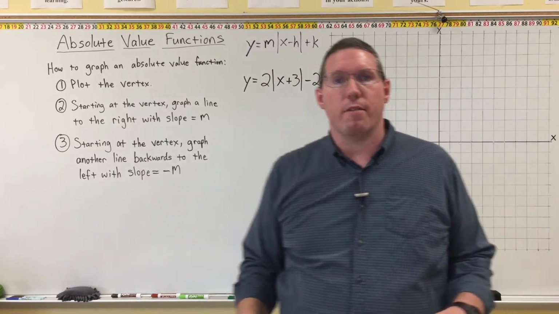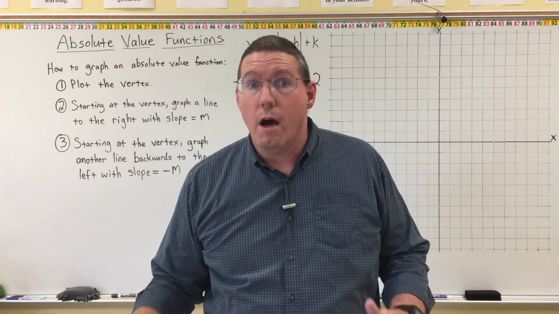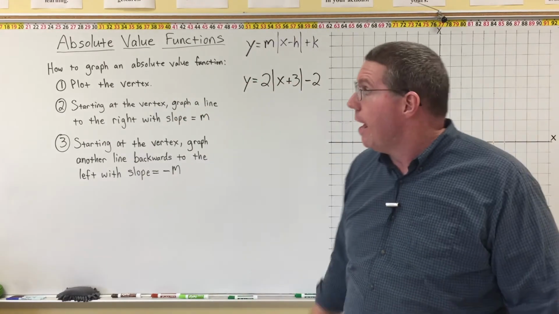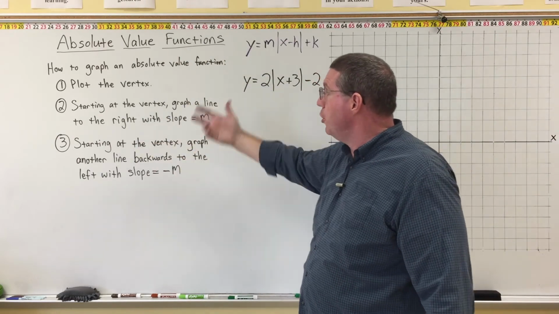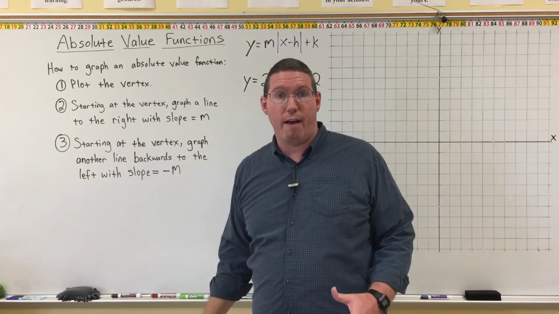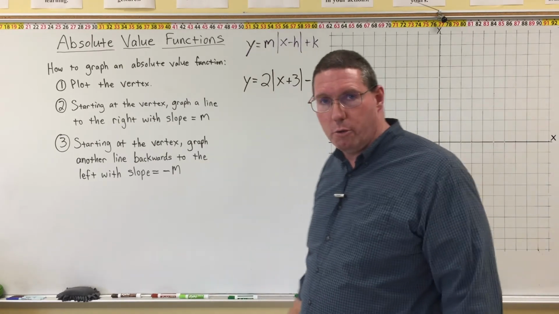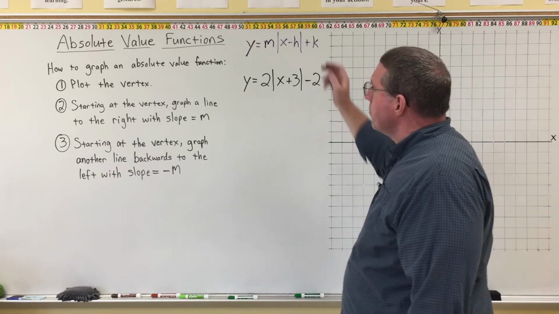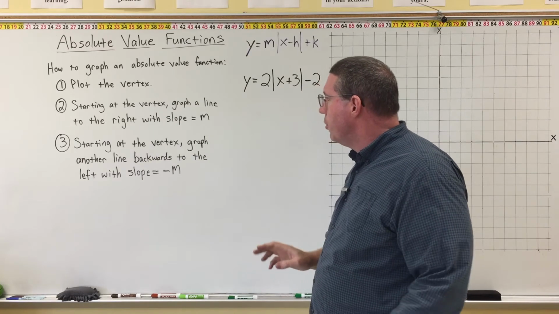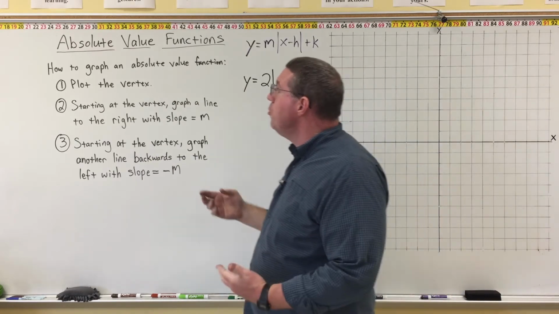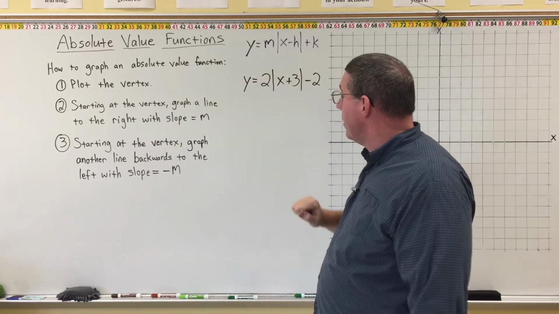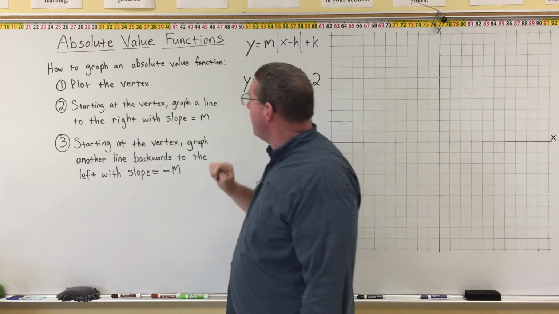Now the m represents the slopes of the two parts, the two straight lines that make up the V. And this procedure here is showing you how to use the vertex and the m to be able to correctly graph or sketch an absolute value graph, okay? So if you want to pause the video and write these steps down, that'll be very helpful. What we're going to do right now is go through these steps by graphing this example right here, okay? So this says how to graph an absolute value function.